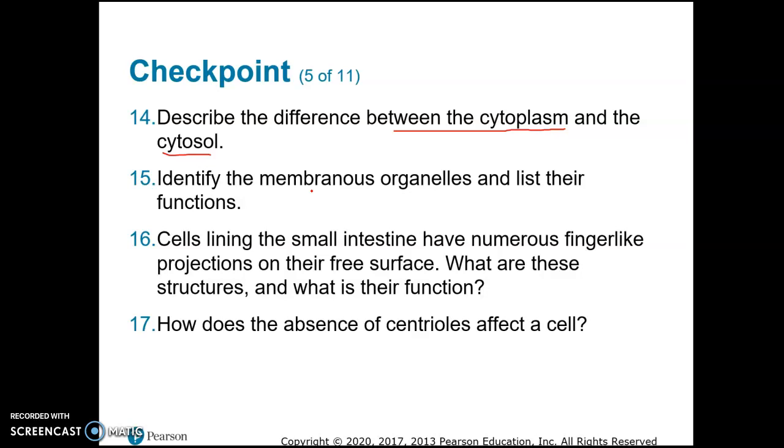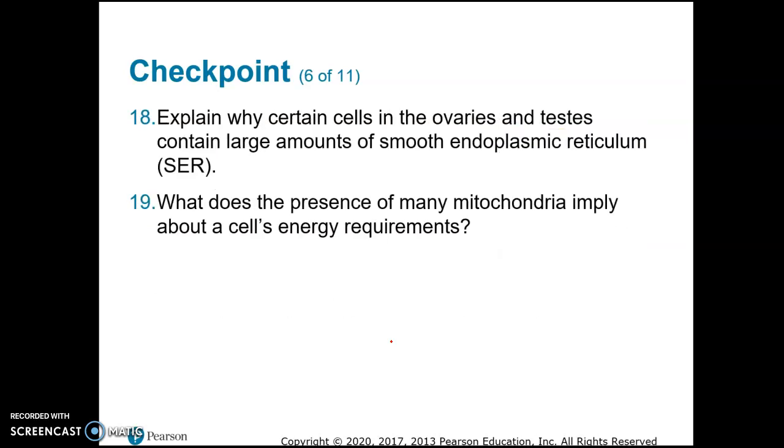Let's see. Cells lining the small intestine have numerous finger-like projections. These structures are called microvilli, and they function in increasing the surface area so that more nutrients can be absorbed. If we didn't have centrioles, the cell would not be able to divide. Centrioles, remember, are composed of microtubules, and they function in cell division.